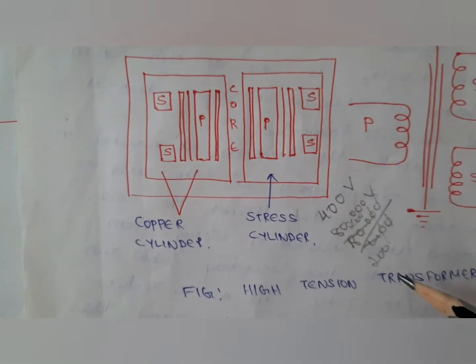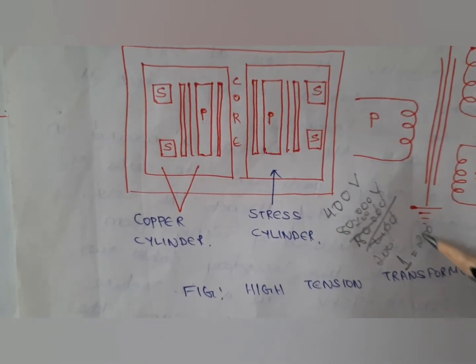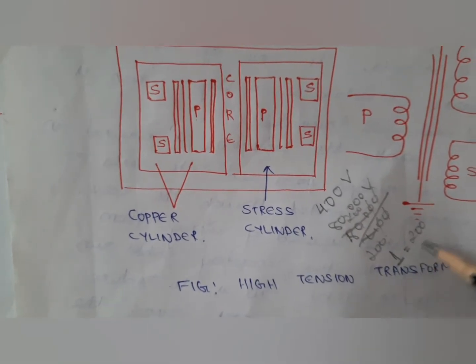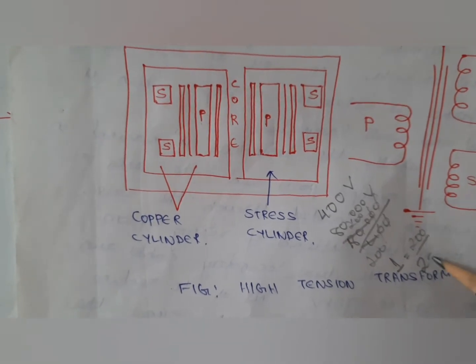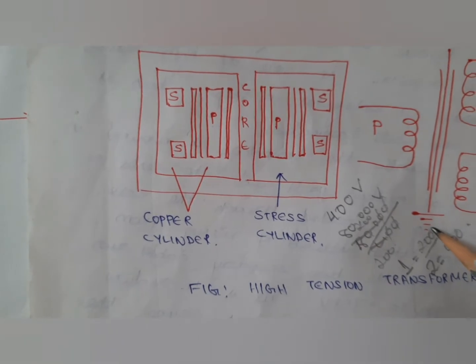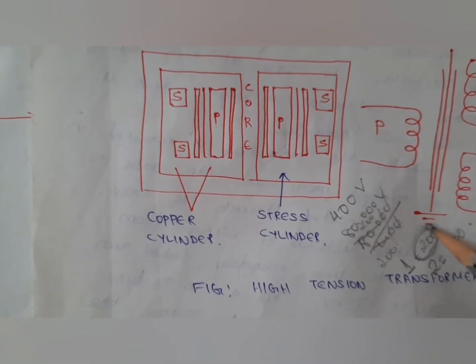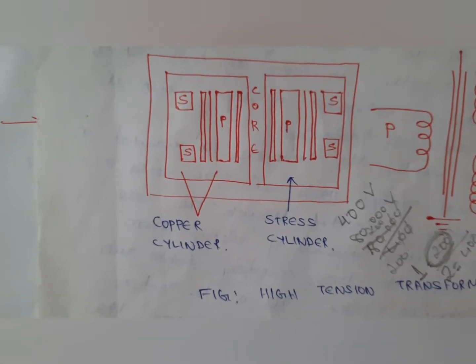That means if you have one turn in the primary coil, then in the secondary coil you will have 200 turns. If you have 2 turns in the primary coil, then in the secondary coil you will have 400 turns. So the number of turns in the secondary coil will depend upon the voltage ratio.